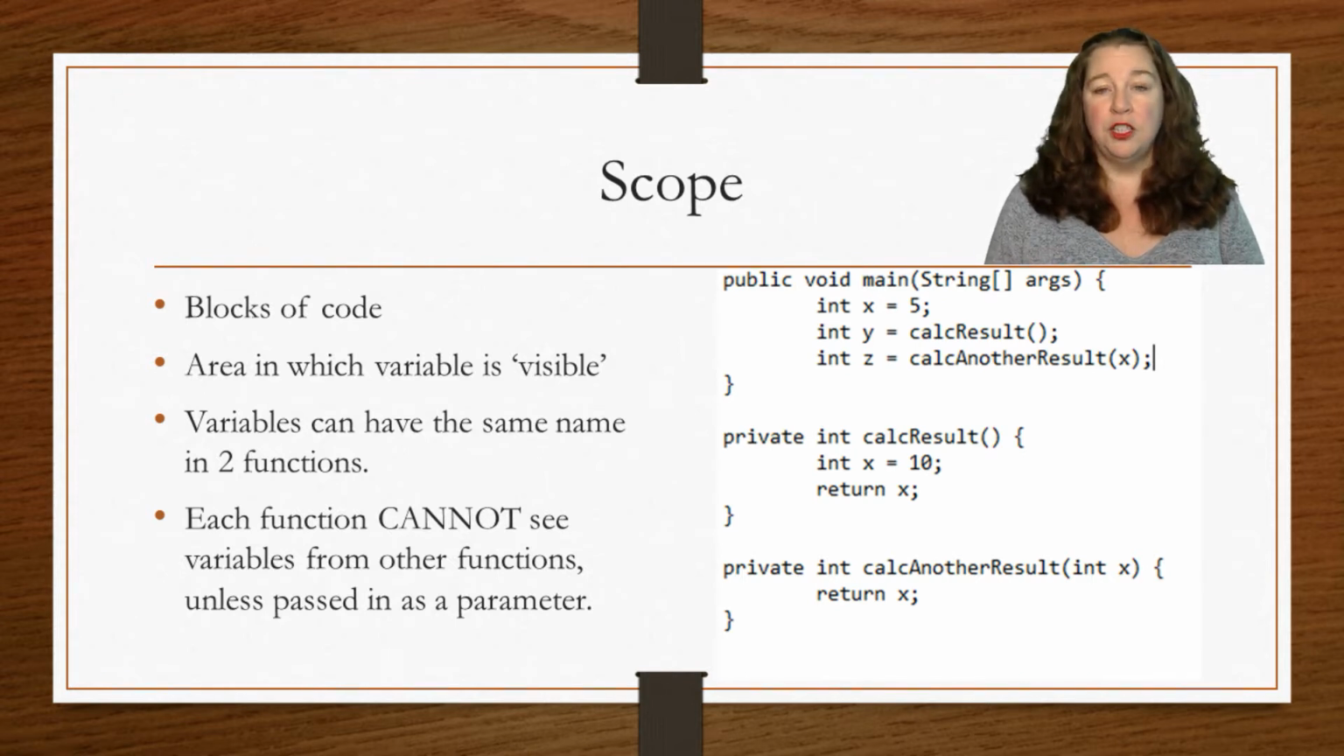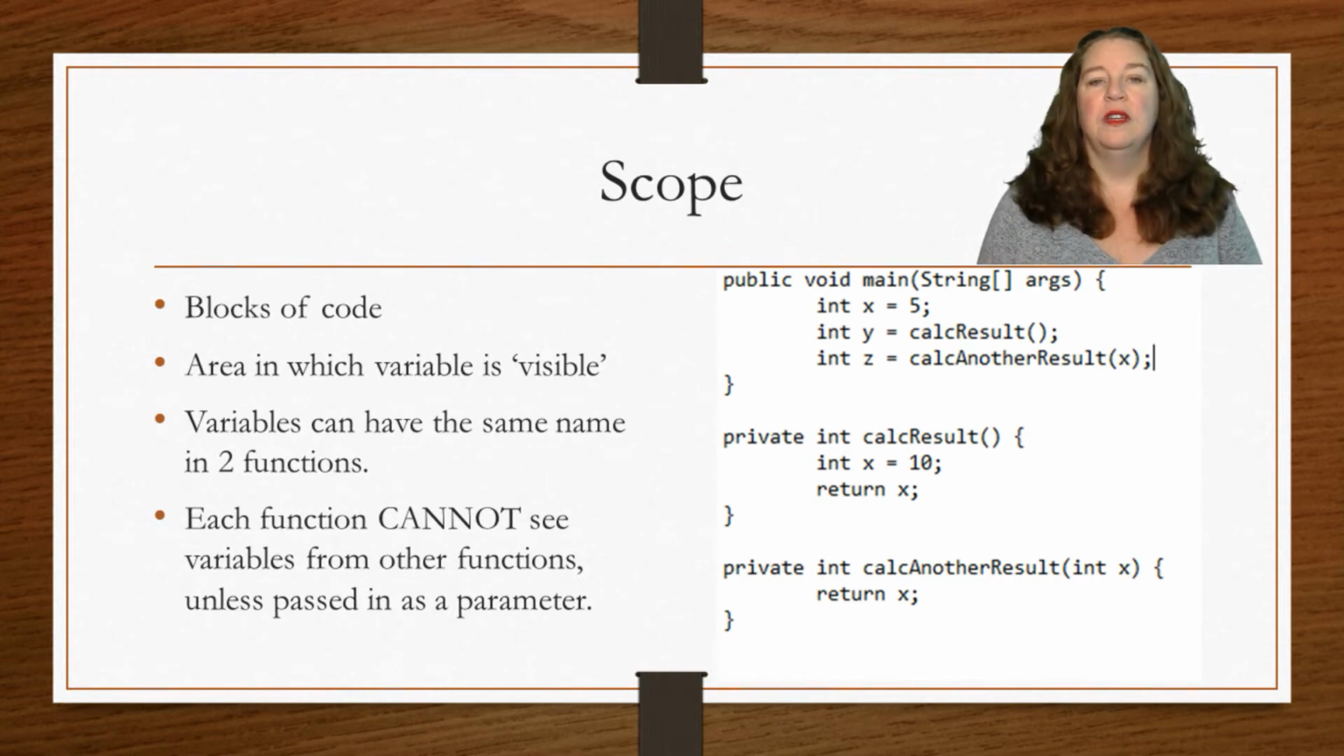So in my function calculate result, or in my function calculate another result, the value x doesn't exist unless it's passed in as a parameter. You can have variables that have the same name in two different functions. However, if you have a variable with the same name in the same function, you will get an error, unless you're intending that because you want to change the value. We call that scope, the visibility of a variable within a block of code.